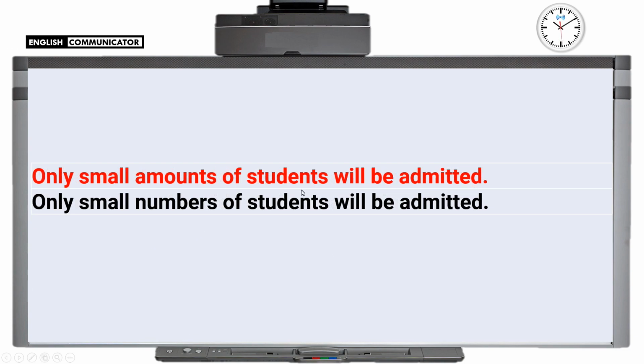Only small amounts of students will be admitted. Only small numbers of students. Don't say amounts of students, okay? And this happens most of the time, where you say amounts of people or amounts of students. So please don't use this. Only small numbers of students will be admitted. So numbers of students, numbers of people. Amount we can't use here.